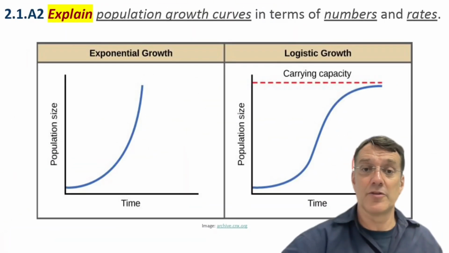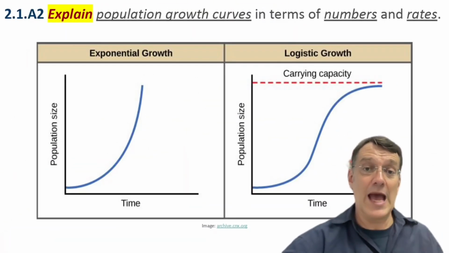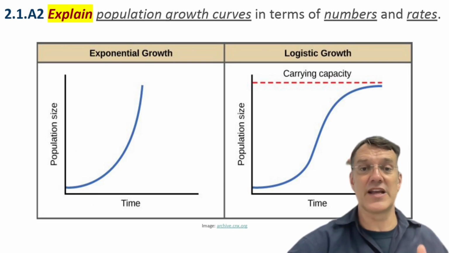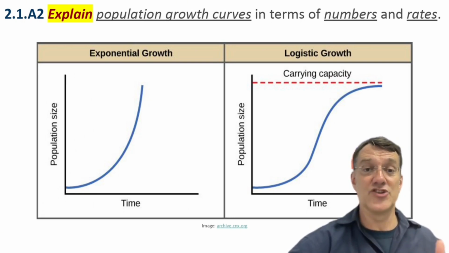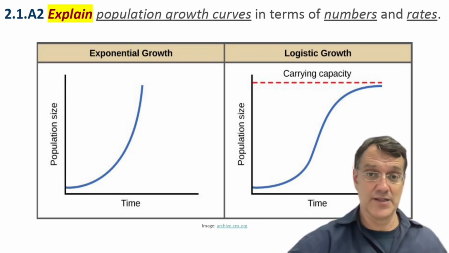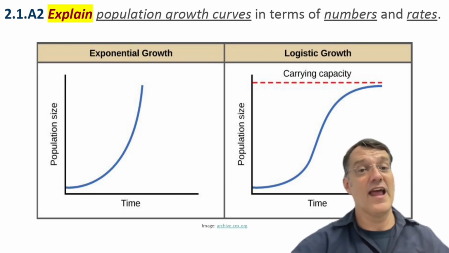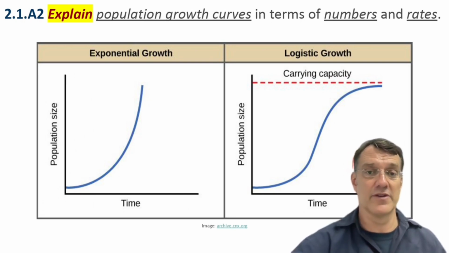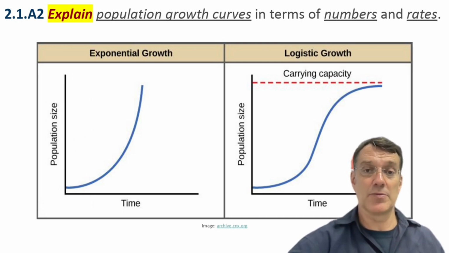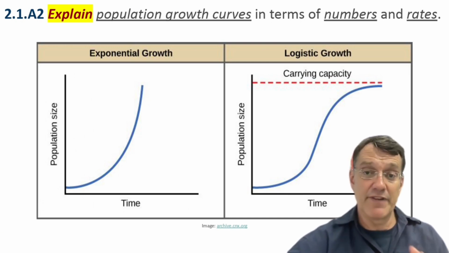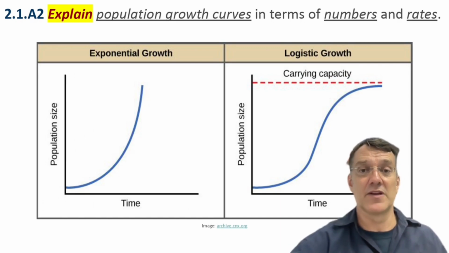When explaining population growth curves, you have to consider both absolute numbers and rates of change. Exponential growth shows continuously accelerating growth rates, and that creates a J-shaped curve. Logistic growth begins exponentially, but slows as the population approaches carrying capacity, and that forms an S-shaped curve. The carrying capacity represents the maximum sustainable population size given an available resource base and environmental conditions.